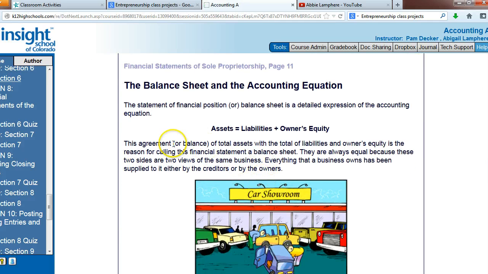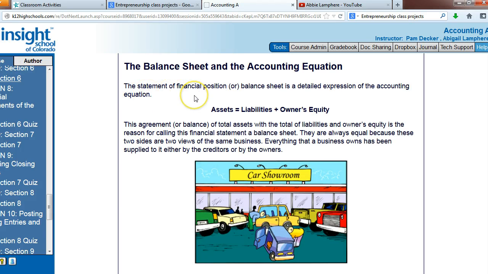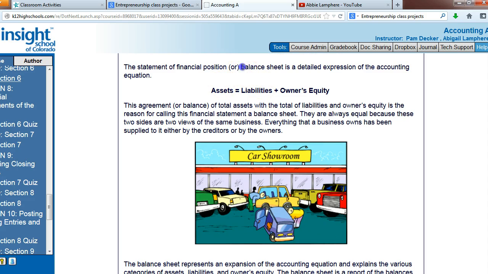All right, the balance sheet and the accounting equation. The statement of financial position is a detailed expression of the accounting equation. So the balance sheet is basically a detail of this accounting equation. It breaks it down into more details. So this agreement or balance of total assets with the total of liabilities and owner's equity, so assets equaling what we owe plus our value of the business, is the reason for calling this statement the balance sheet. They're always equal because these two sides are two views of the same business.